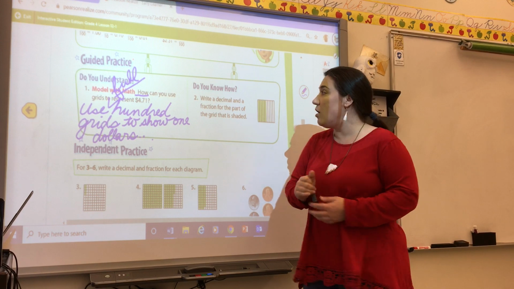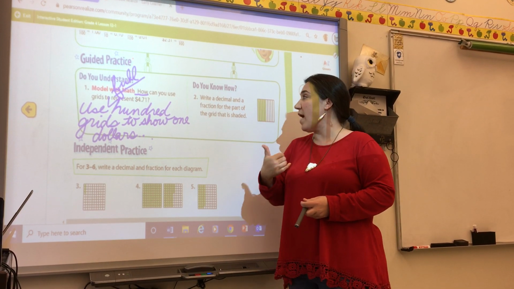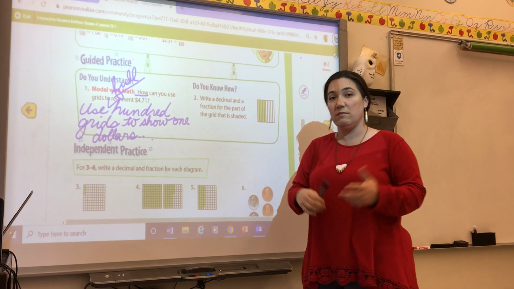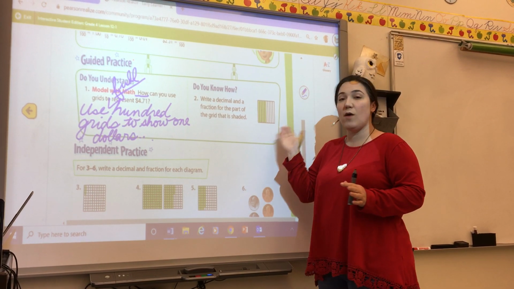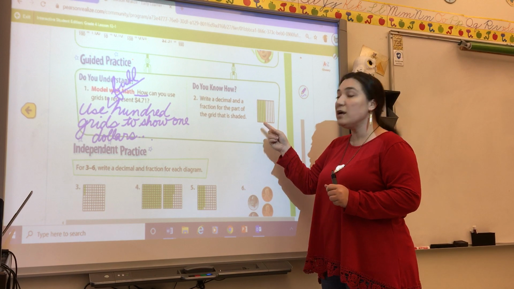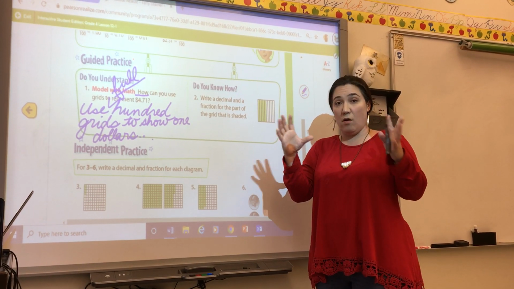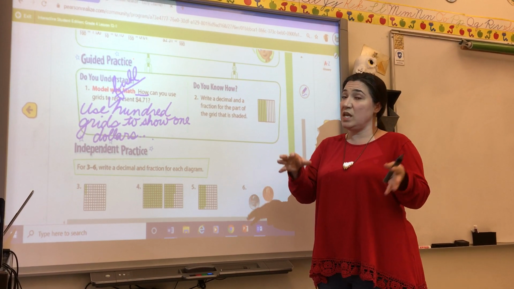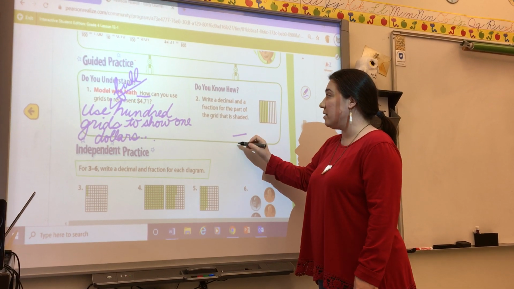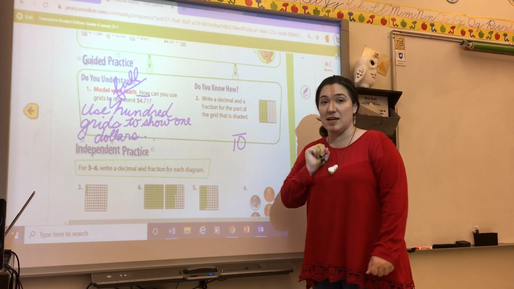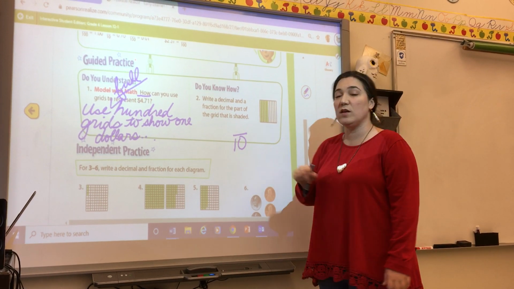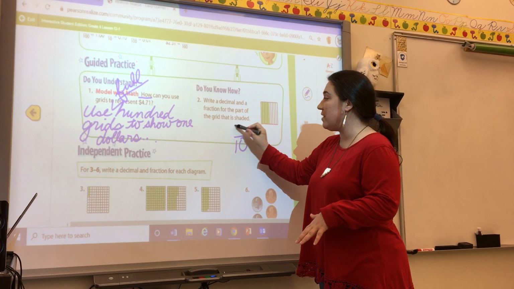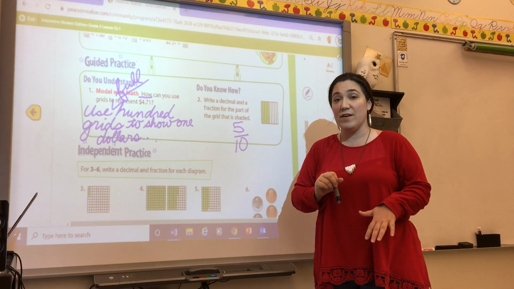Now it says, do you know how? Write a decimal and a fraction for the part of the grid that's shaded. Great. Anytime we're looking at decimals or fractions, we have to know how many parts in a whole. Well, it looks like here we have 10 parts in a whole. That means we have tenths here. So I already know the bottom of my fraction is going to be tenths. 1, 2, 3, 4, 5. It looks like 5 out of the 10 are shaded. This is the fraction 5 tenths.